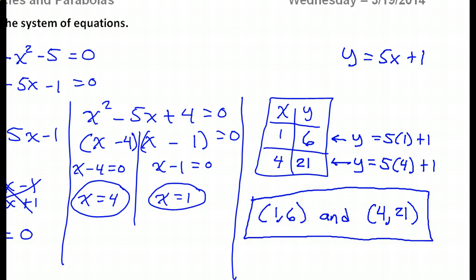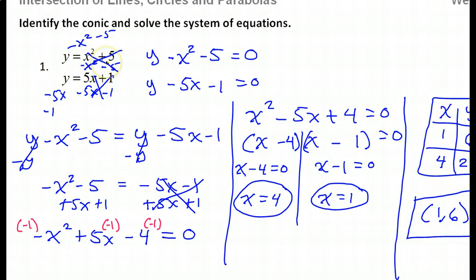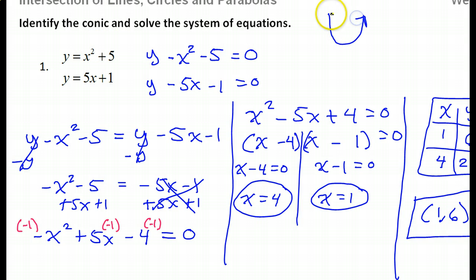Alright, that should be it for problem number 1. By the way, let's look back and ask ourselves what kind of shapes these were. Okay, y equals x squared plus 5. When you just have one variable squared, cover up the 5 for a second. y equals x squared. You know that that is a parabola. So we had one of these.